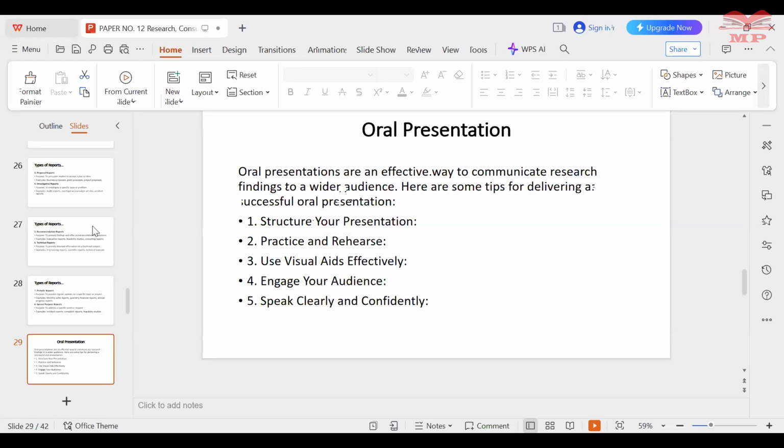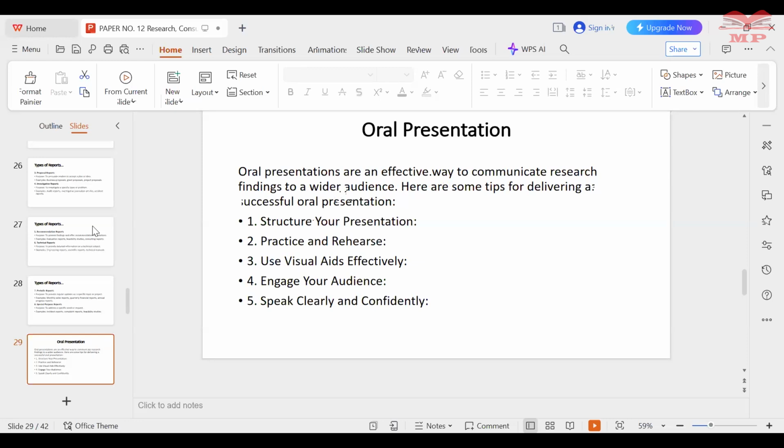So, the structure of an oral presentation, or what you require to do to prepare. Number 1, structure your presentation. It's important that if you are going to make a presentation, it should be structured in terms of an outline. How will it be presented? Number 2, it's important for whoever is going to make an oral presentation to practice and rehearse. For instance, how long would the presentation take? Number 3, use visual aids effectively.